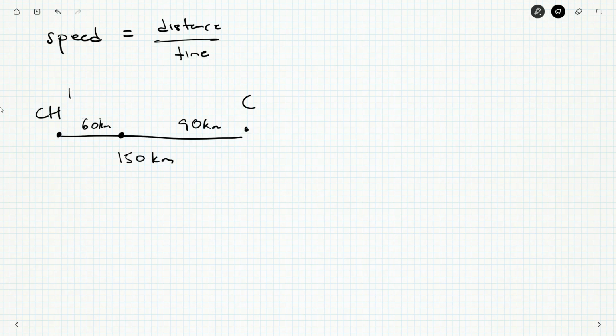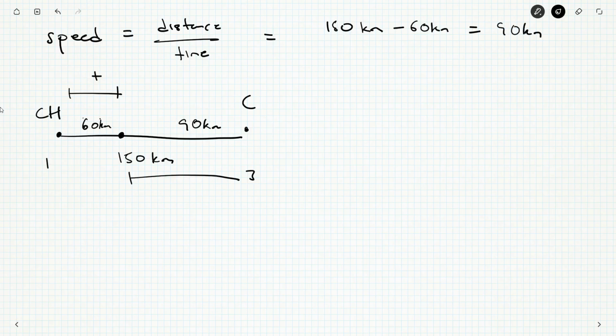But it takes him a certain amount of time here. And he wants to make it by 3. So he starts at 1, he goes a certain amount of time, and he wants to make it by 3 p.m. So how much time does he have left to cover this 90 kilometers? So the distance he has to go, 150 kilometers in total, minus the 60 he's already gone, that's not so much of a problem. It's figuring out how much time he has left to go that distance that we have to work out.